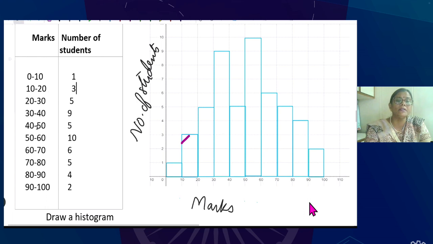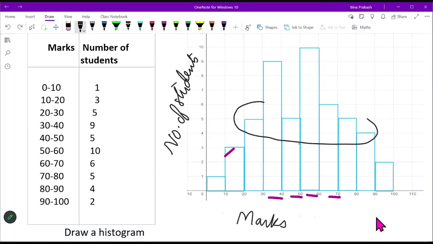So reading the data will require a little analysis. But when you see this figure, don't you have a clear picture? Most of the students are clustered in this region. So what is it saying? That the majority of students are getting somewhere around 20 to 30, 40 to 50, and then 60 to 80. So these interpretations can be easily done with the help of this histogram.